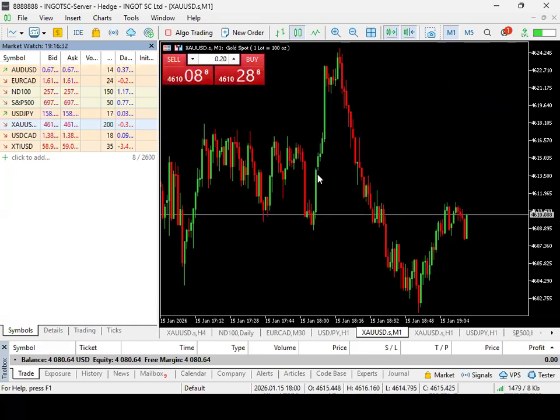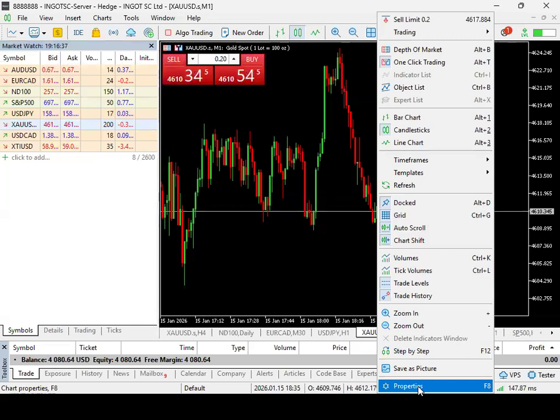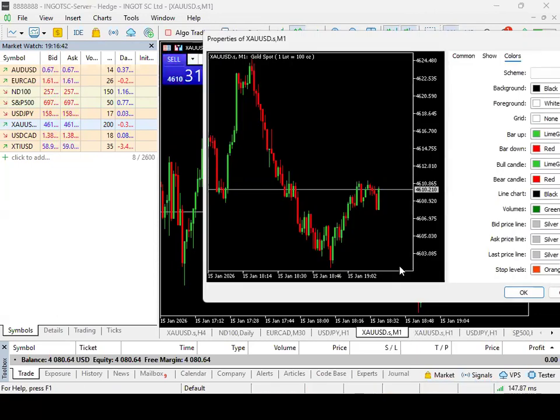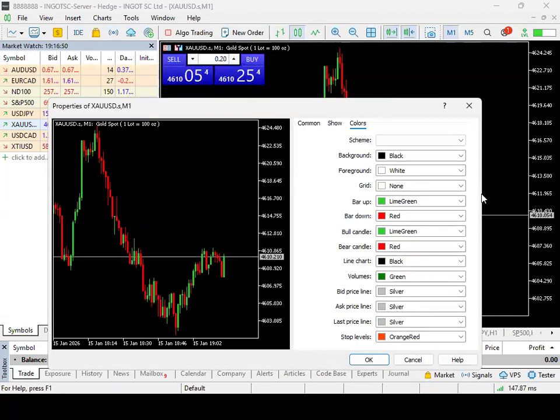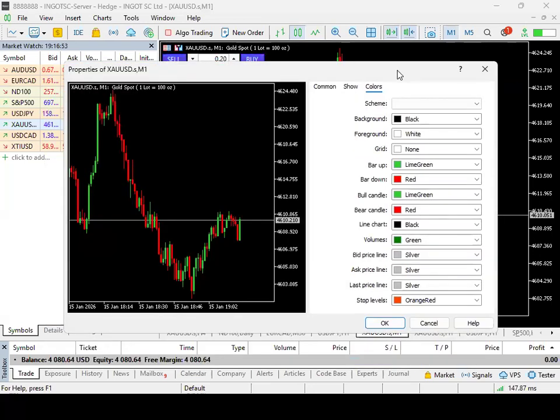How do I change these colors if I want? I just right click in this chart and come down to properties, click properties, and I get this window. See the window that is here? I can change these candlesticks to whatever color I want. It depends. Let's say, for example, I really love yellow and what other color? I'm choosing weird colors. Let's say yellow and, come on, guys, give me some colors to use.